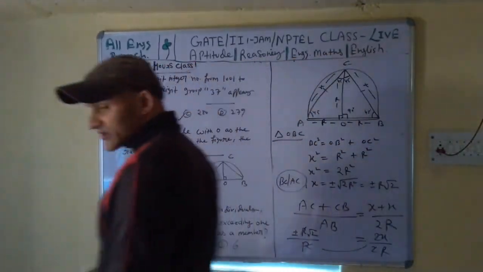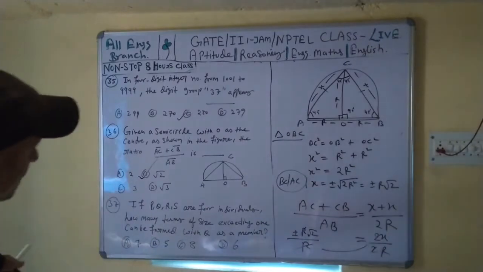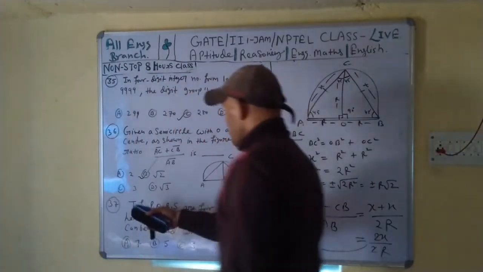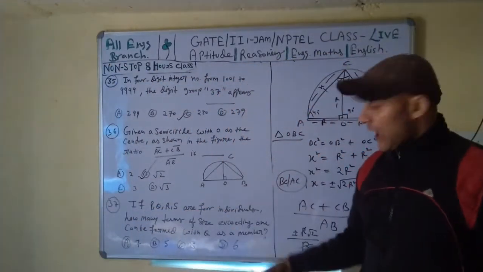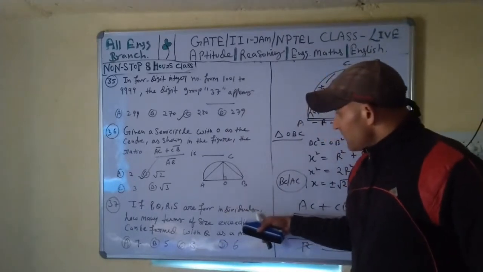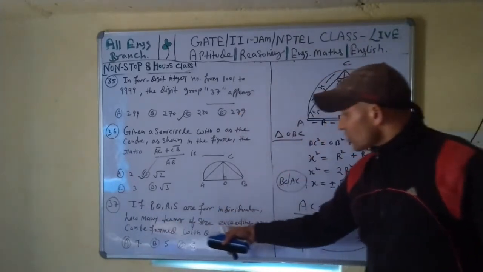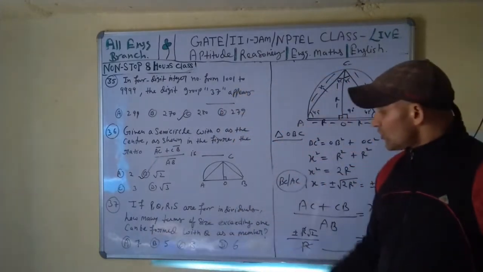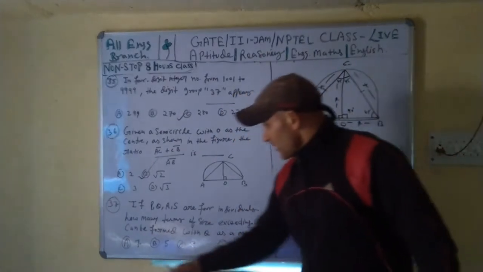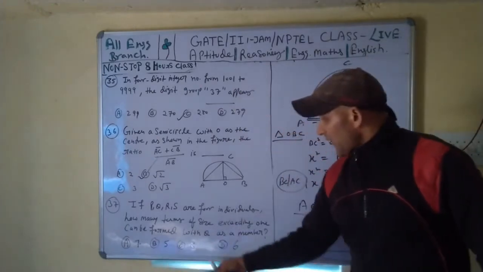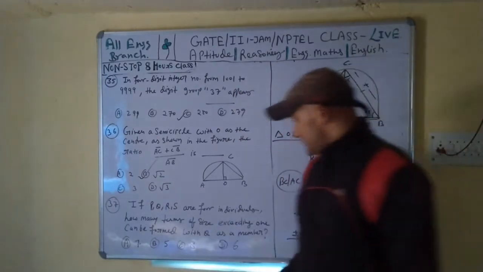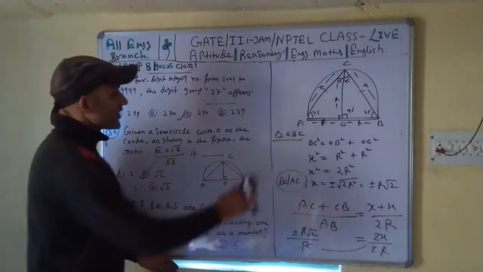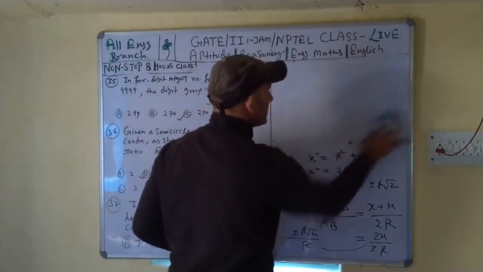Now the last question, this is also one second. We will take only one second to solve this question. The question is, if PQRS are 4 individuals, how many teams of size exceeding 1 can be formed with Q as a member? A is equal to 7, B is equal to 5, C is equal to 8 and D is equal to 6. That is also within 2 or 3 seconds you can solve it. How to solve it? Very simple.